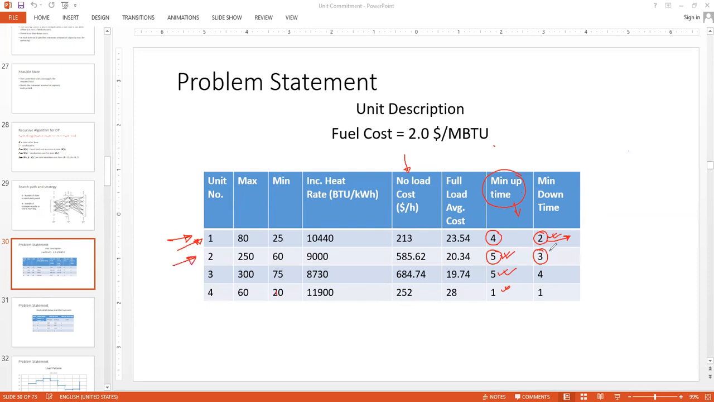It means once you shut down unit number 2, then you should allow 3 hours before you again decide to turn it on. So these are the descriptions for minimum uptime and minimum downtime for each of the units.